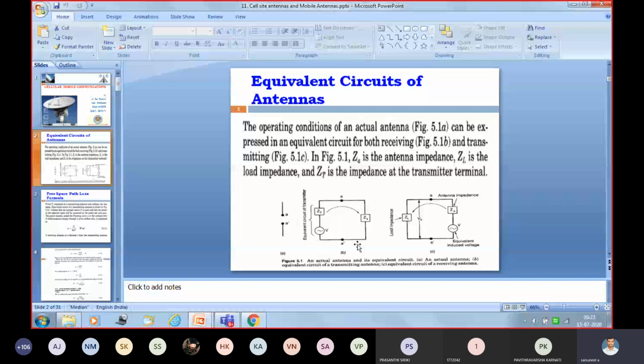Next, ZT is the impedance of the transmitting antenna. ZA shows the antenna impedance. The signal is transmitted wirelessly and reaches the receiving antenna. In this receiving antenna, some voltage is generated, the antenna impedance is ZA, and we are giving a load impedance ZL.